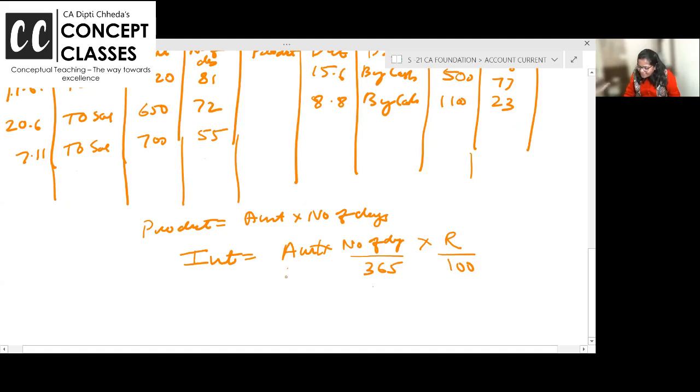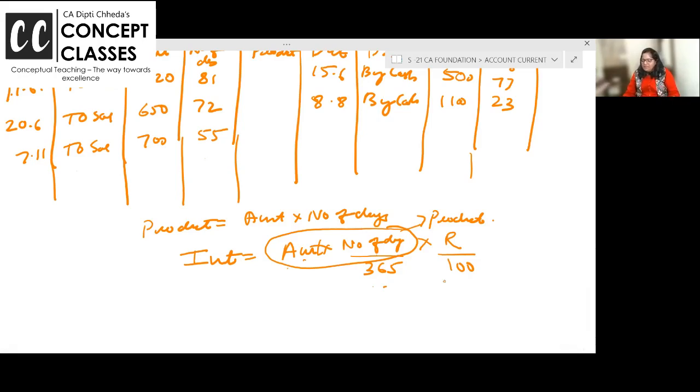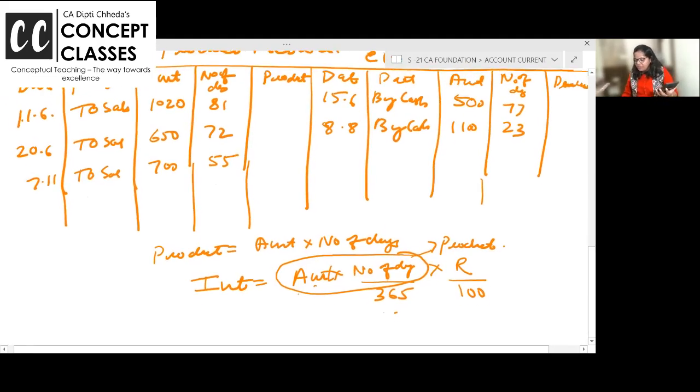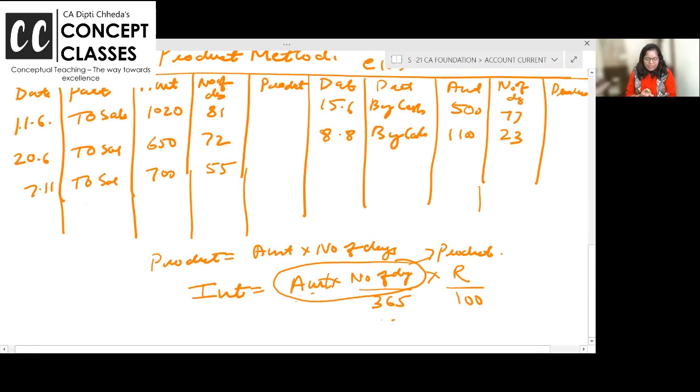So instead of calculating interest, can I get the product? Circle this and write product. Instead of calculating interest each time, I can multiply amount into number of days and get the product. And whatever the net product is, divide by 365 into rate, and I'll get the same interest, the same answer. I want you all to write this formula and circle it. Amount into number of days means product.